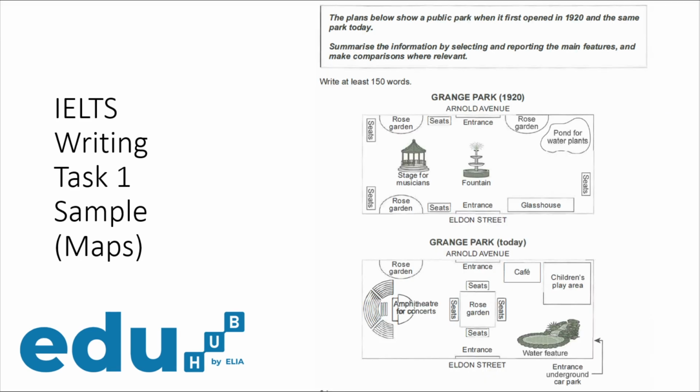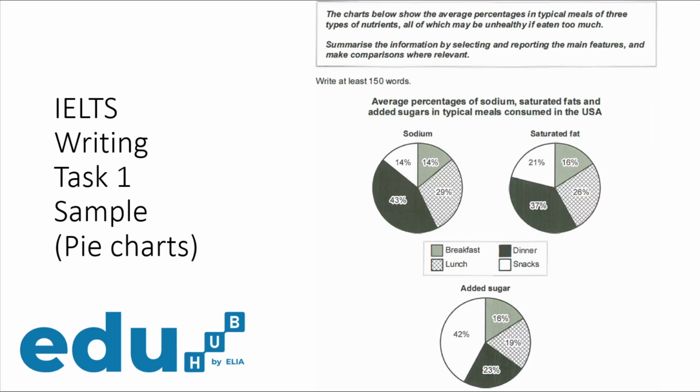And here is another task type. Here you can find 2 maps showing the same area with 2 different time frames. This type wants you to compare and contrast those maps, stating what has or will change, as well as what remains the same. Again, more on this in the second course of our IELTS Writing course.